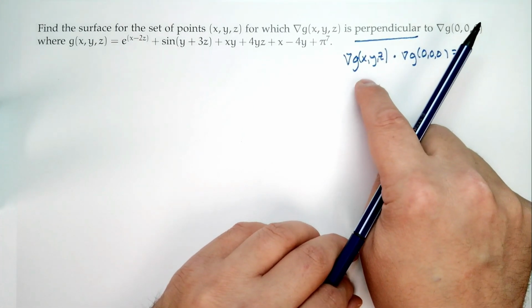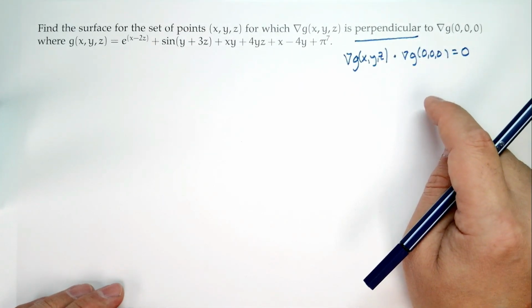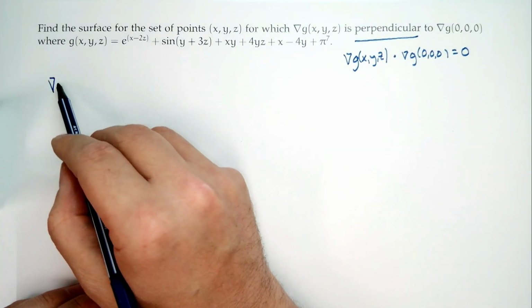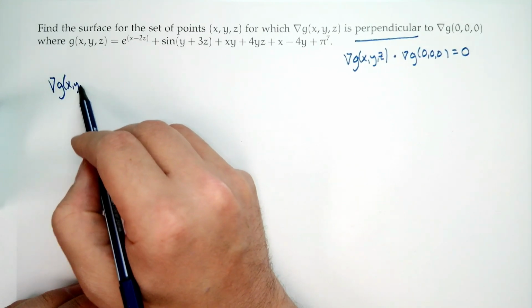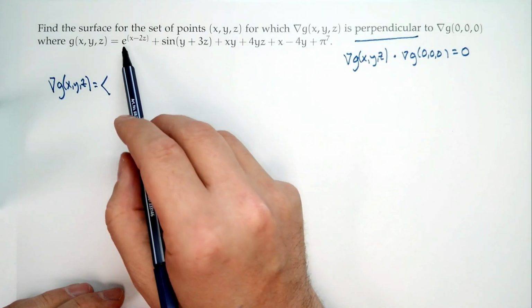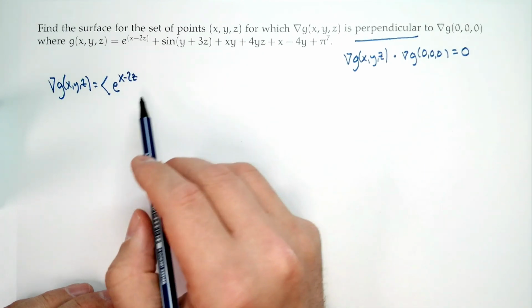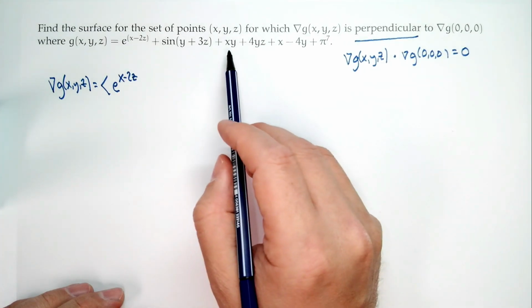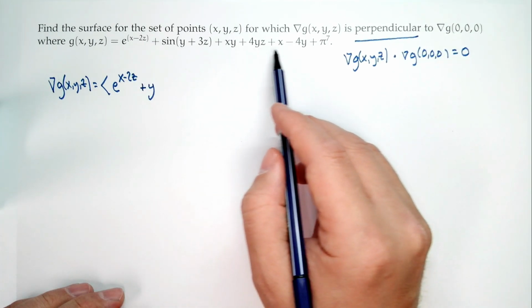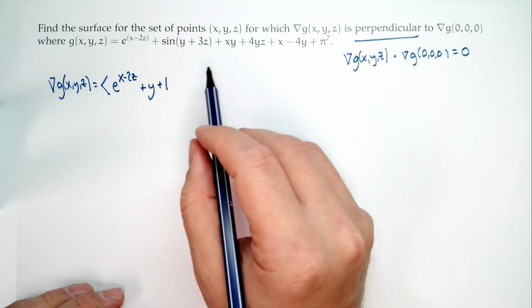Well, let's find the gradient. Let's find that at 0, 0, 0. Let's take the dot product, simplify, and we'll see what we get. So, what's the gradient? The gradient of g at x, y, z is, well, look for all the x's. There's an x here, so that's e to the x minus 2z. There's an x in the derivative of x times y with respect to x, which is y. And there's another x, so there's 1. And that's it for the x's.